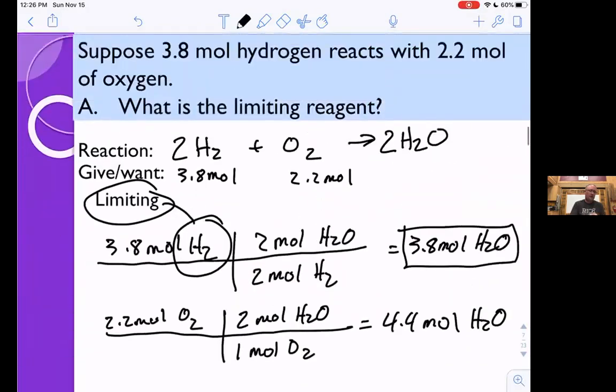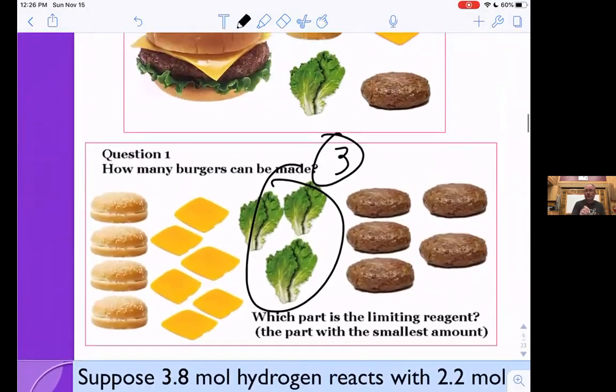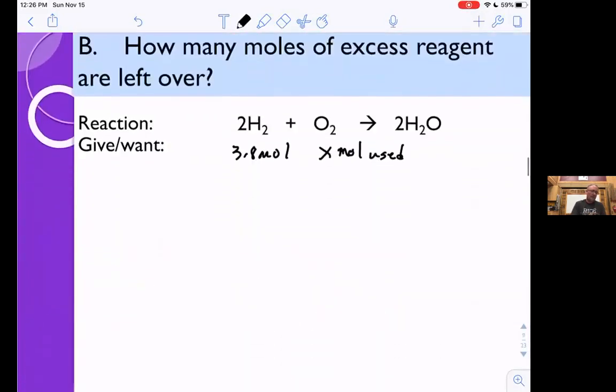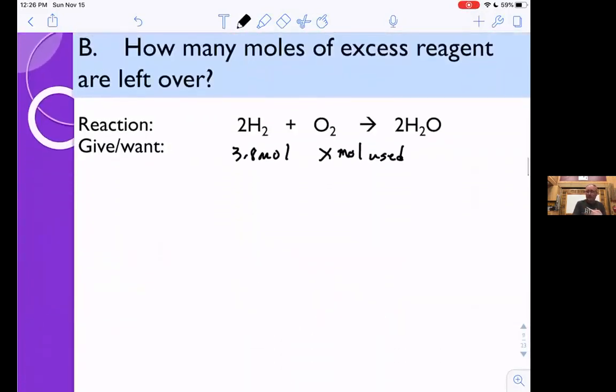If I looked back at my hamburger example and I used those 3 pieces of lettuce, how many of the burgers would I have in excess? Yeah, I would use these 3. I would have 2 left over. So what we're going to do is take our limiting reagent, in this case the lettuce, and find out how many burgers we use. What we're going to do here is take our limiting reagent, the hydrogen, and find out how much oxygen we use.